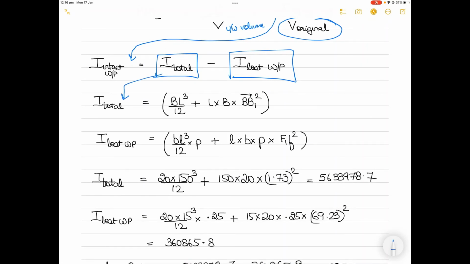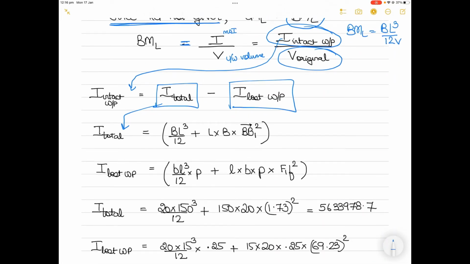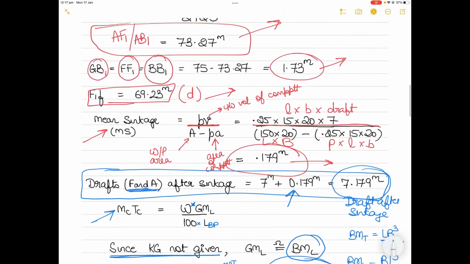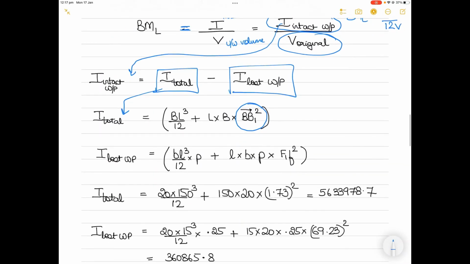So I total, or moment of inertia total, is BL cube by 12. V is anyway in the denominator, so we don't include V in this formula. And I total will be BL cube by 12 plus length by breadth of the vessel multiplied by the square of the moment that has been created due to the shift of the center of buoyancy, BB1, something that we have found out already. That's why we found out the distance, because we are trying to find the new moment of inertia based on the shift of the center of buoyancy.